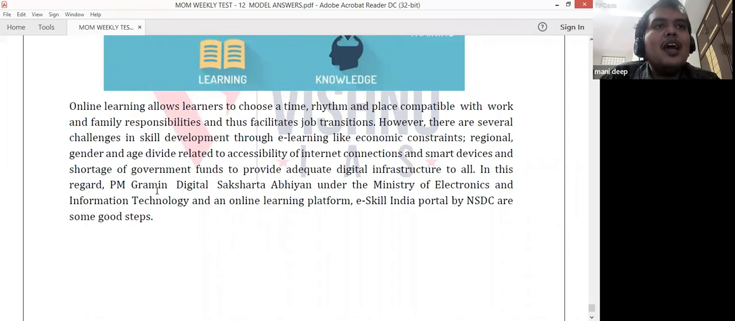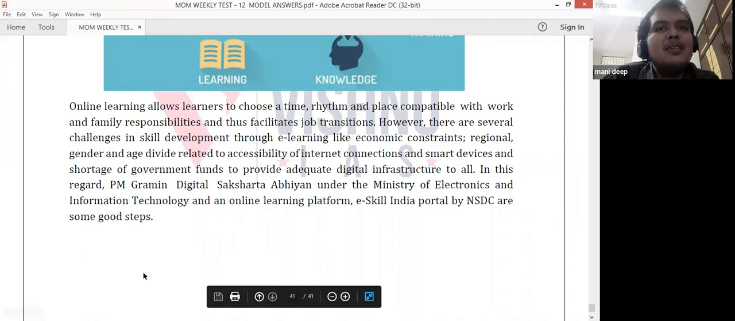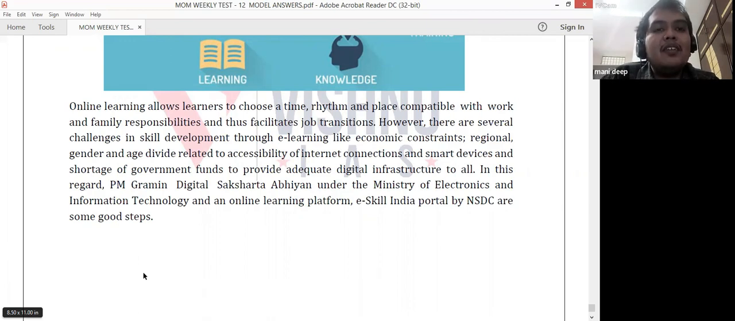In the conclusion, you can mention different schemes focused on imparting skill training and providing the internet to all regions. For example, you can conclude with BharatNet, which has provided internet facility to people throughout India. And you can also write about the Ministry of Electronics and Information Technology and how they are focusing on developing portals. In this way, I can conclude this question.